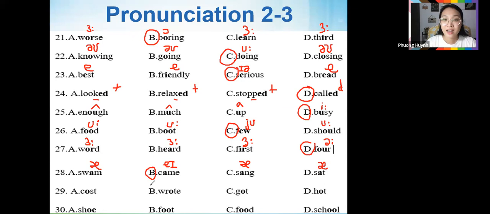Yeah, so 29, you choose B, correct. So this one you say cost, right, got, hot, and this one O nha, road. Okay, yeah, and the last one.